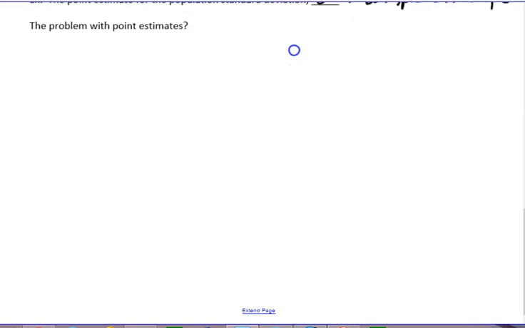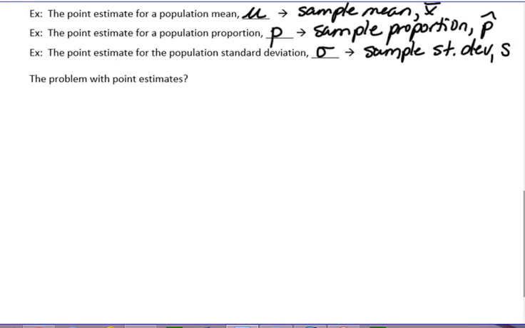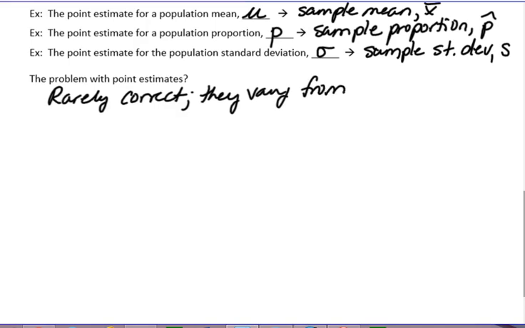Now, what's the problem with point estimates? Well, the point estimates are rarely correct. They vary from the true population parameter. So we don't really know how correct we are. So that's the problem with point estimates. So we do something to help fix that problem. What we do to help fix that is we create an interval of probable values, just like we did up here with our mystery mean example.